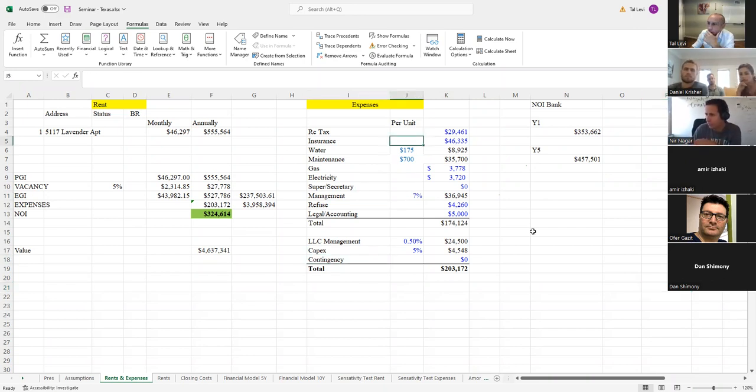What is the refuse for? Garbage. Refuse is garbage disposal. It's a funny word, but this is how they call it.